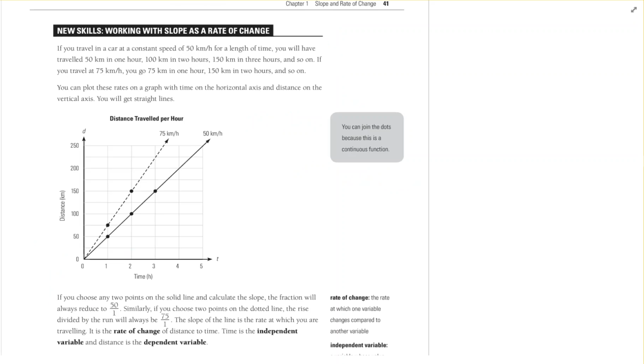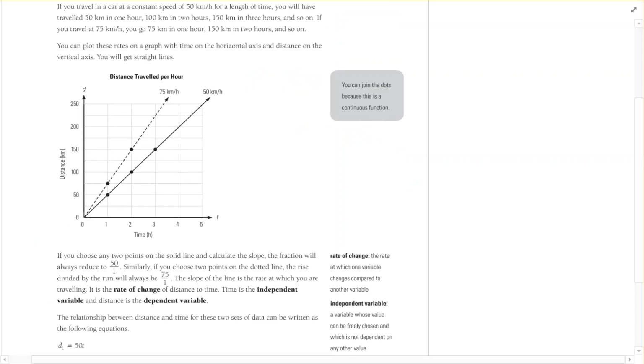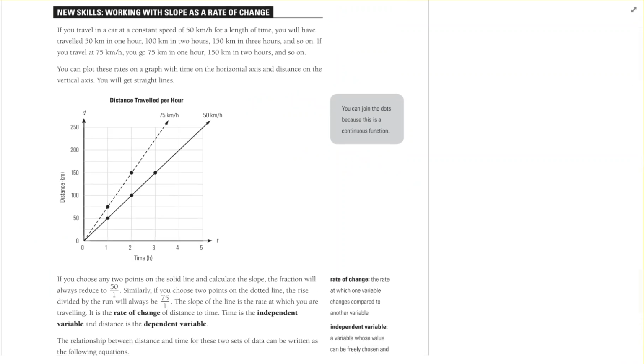All right. Okay, new skill here. We're going to be talking about, well, still slope. It's still slope, but we're going to be talking about it as a rate of change now, so kind of giving it some context. So pretend that you were to travel in a car at a constant speed of 50 kilometers an hour for some time. You will have traveled 50 kilometers in 1 hour, 100 kilometers in 2 hours, 150 in 3, and so on. If you travel at 75 kilometers an hour, you go 75 kilometers in 1 hour, 150 in 2, and so on.